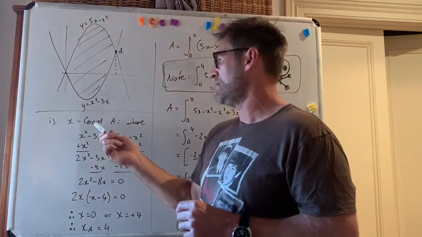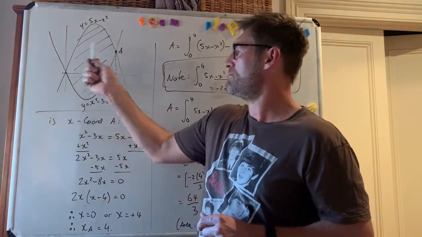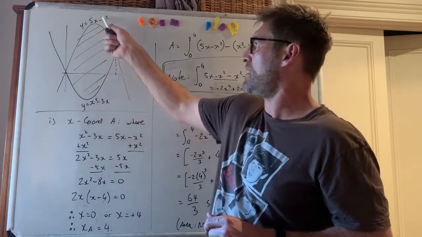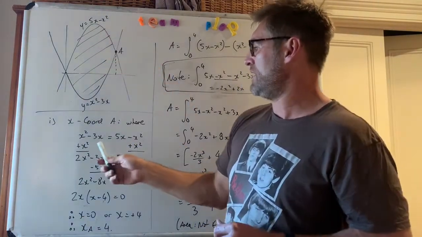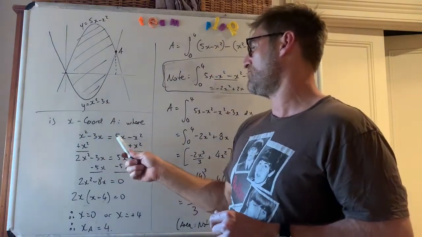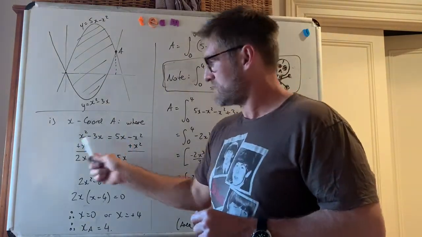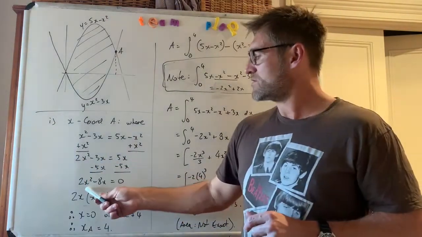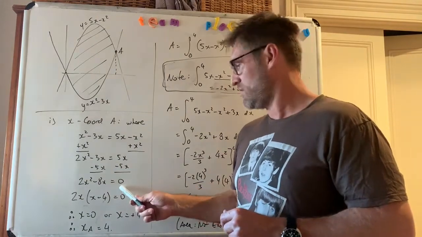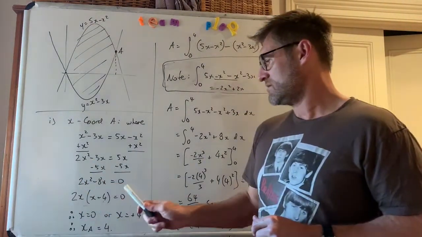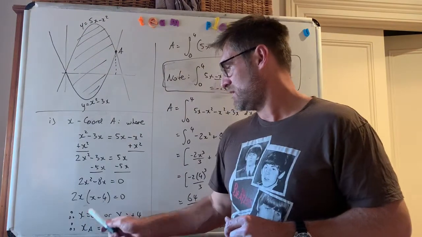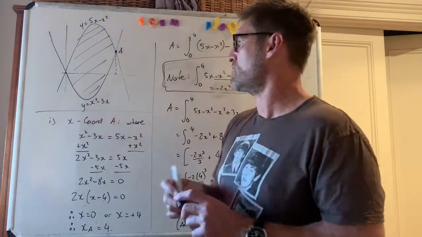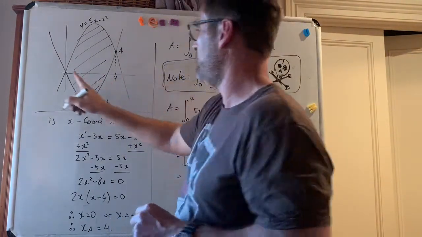All right, x-coordinate A. We've paid attention that these intersect, so at that point those two curves are the same thing. So I've let x squared minus 3x equal 5x minus x squared. Putting the x squared to that side, 2x squared minus 3x equals 5x, take away 5x: 2x squared minus 8x equals 0. Factorising, I've got x equals 0 out the front, and if x was 4, so I've got a solution of x equals 0 and 4, and that checks out on the graph as well. Our values are in between 0 and 4.